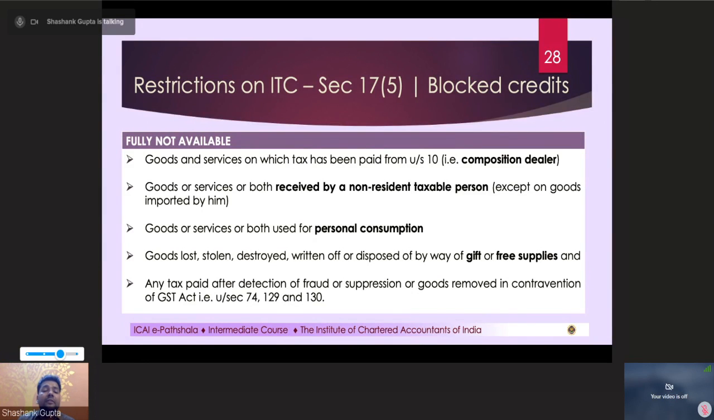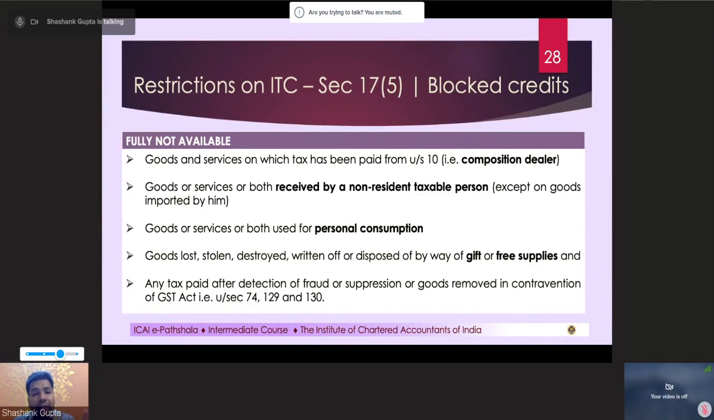Next, goods or services or both used for personal consumption. Again, no credit available. Next, goods lost, stolen, destroyed, written off, or disposed of by way of gift or free supplies. So basically any Diwali gifts, Holi gifts, samples, that is free supplies.